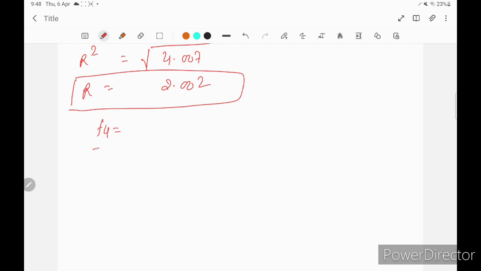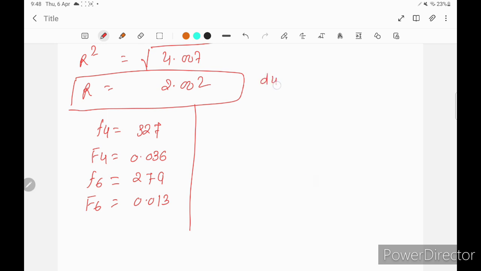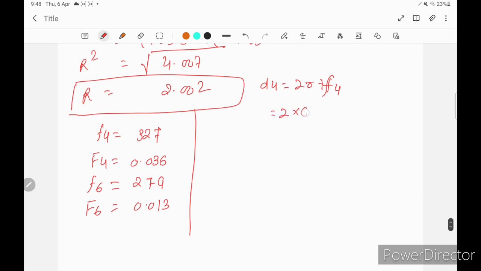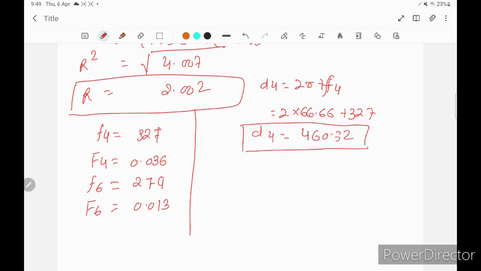Now we'll get the F4 value, small f4 and f6. From the table, I already told you how to get this value. Now we'll calculate D4: 2r plus small f4. So 2 into 66.66 plus 327 is equal to 460.32, the D4 value. Now D4 value is R square into F4, so 2.002 squared into 0.036. So I will get 0.144.